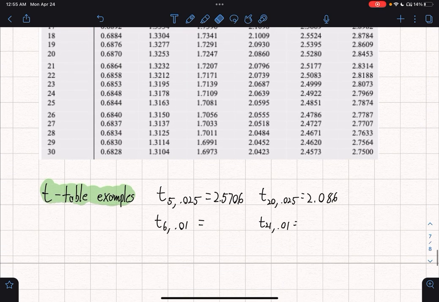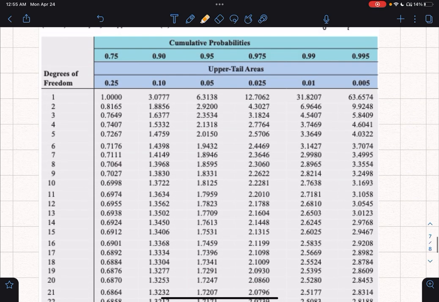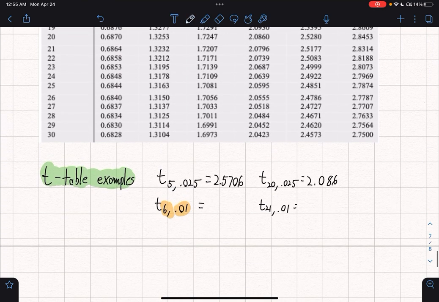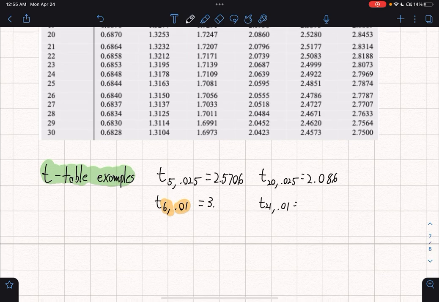Let's do a couple more. So let's do t with 6 degrees of freedom, 0.01 in the right tail. So I'm going to go down to 6 degrees of freedom, and then I want 0.01 area in the right tail. So I see that's going to be 3.1427.